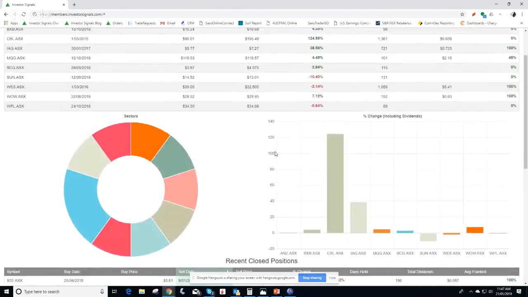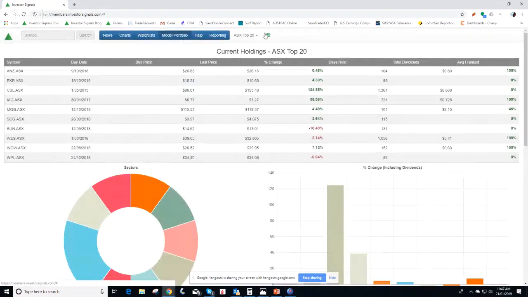So that shows you the history on the model portfolio there. To make sure you're getting emailed the notifications when a stock's added or removed from the model, that envelope on your version needs to be green as opposed to grey. So when it's green, it's turned on and you'll get emailed the adjustments to the portfolio.